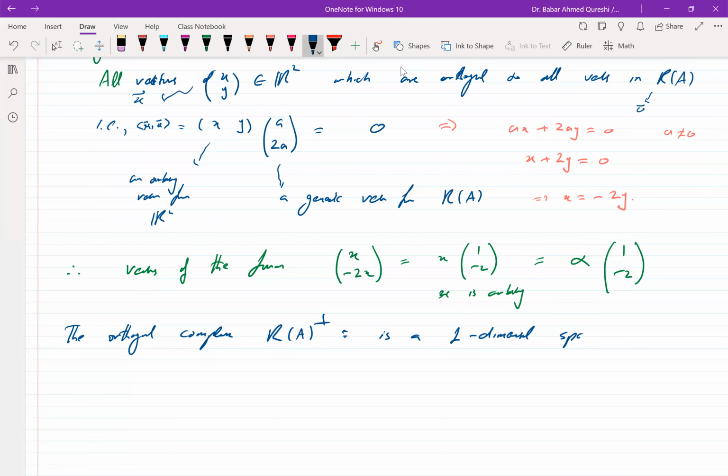I should have expected that it would be a one-dimensional space because my original subspace was one-dimensional, and I know that if I take any subspace and take its orthogonal complement, then the sum of the dimensions of these two is equal to the dimension of the full space. So my full space is R2 and my subspace R of A was one-dimensional, so its orthogonal complement also has to be one-dimensional. So the orthogonal complement is a one-dimensional space spanned by this vector (−2, 1).